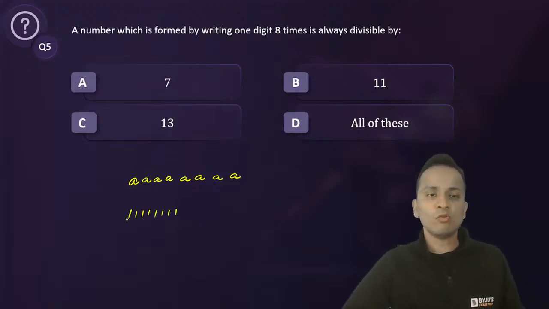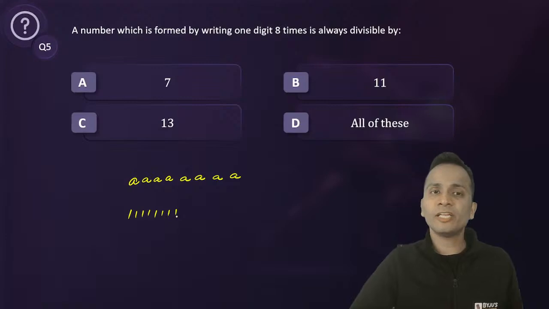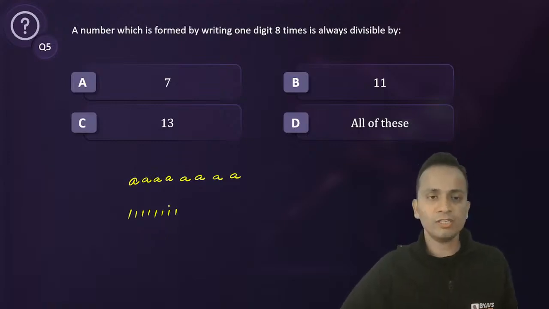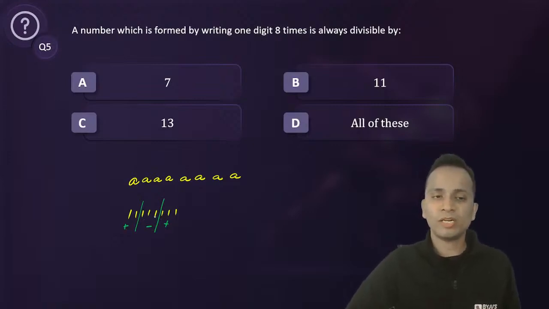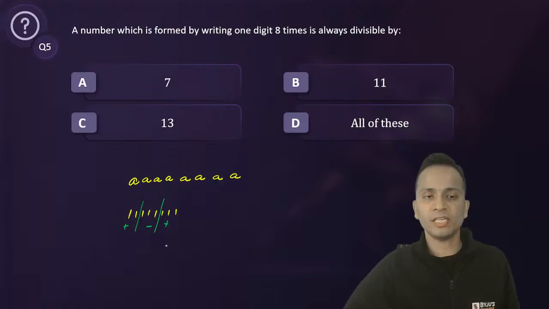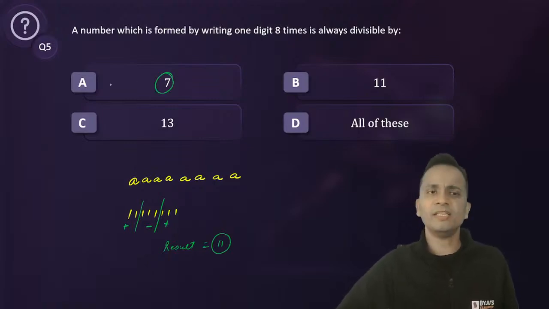Okay. Now 1 1 1 1 1 is written 8 times. If you divide it by 7, it will not be divisible. It has asked me the rule for 7. So for 7, start from the right hand side and divide the number into groups of 3. Then plus minus plus. So 111 minus 111 plus 11, the result will be 11. Now is this result divisible by 7? No. So the number will also not be divisible by 7.